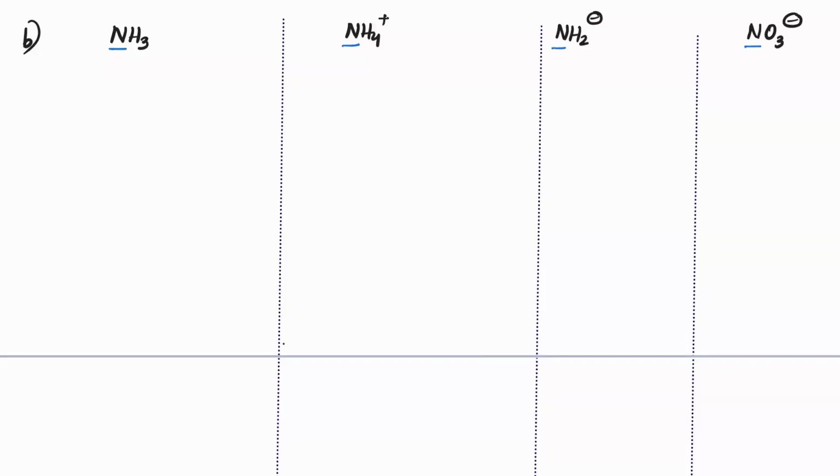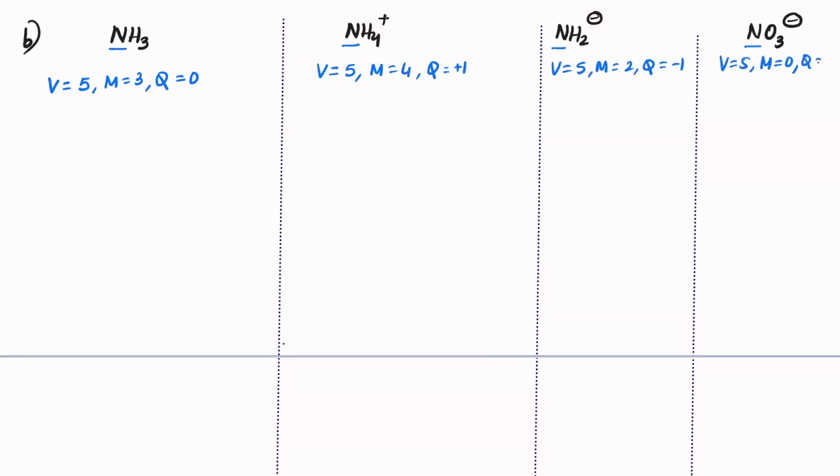So, what are all the terms we should know? Check out. Valence electrons for nitrogen is 5. Monovalent elements 3. Charge 0. Here, valence electrons 5. Monovalent 4. Charge is plus 1. Valence electrons 5. Monovalent 2. Charge is minus 1. Valence electrons 5. Monovalent 0. Charge is minus 1.